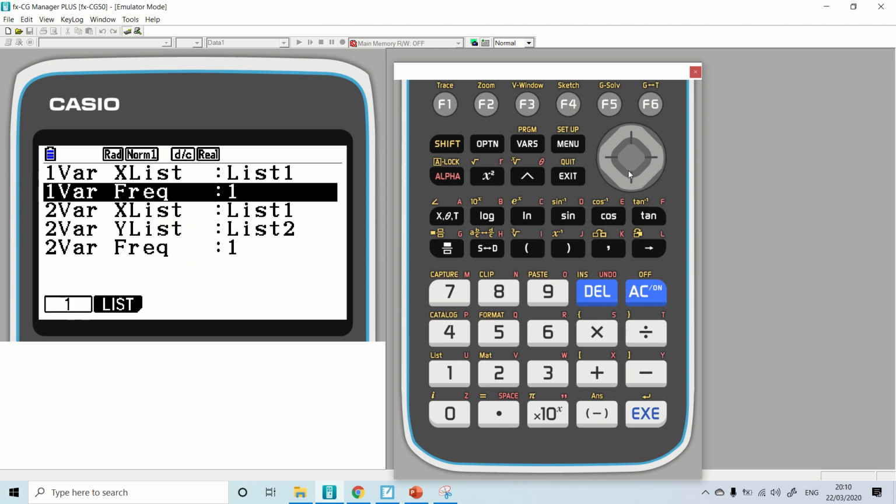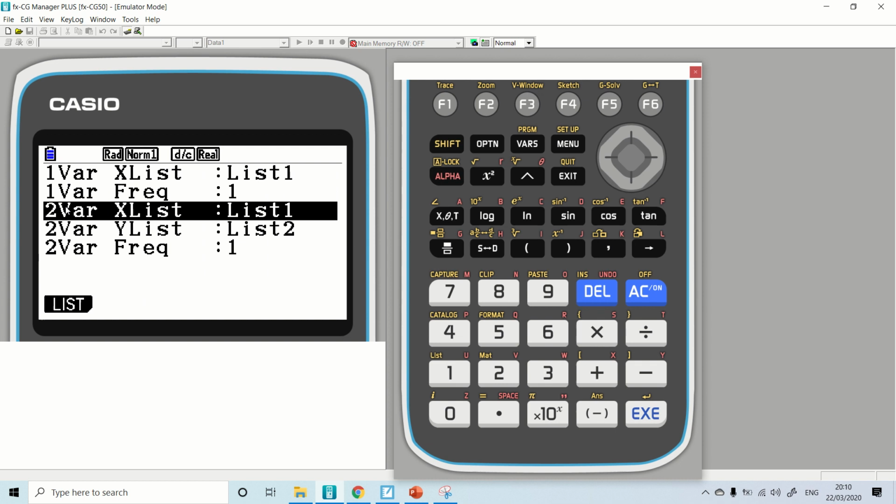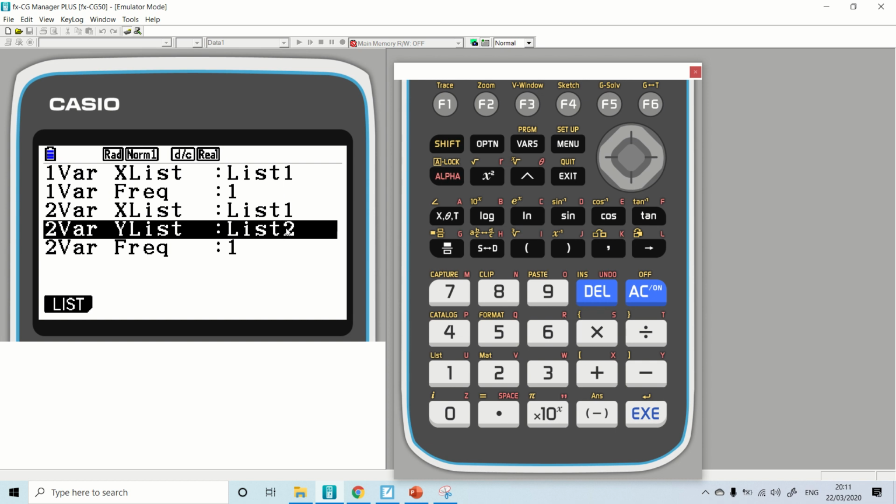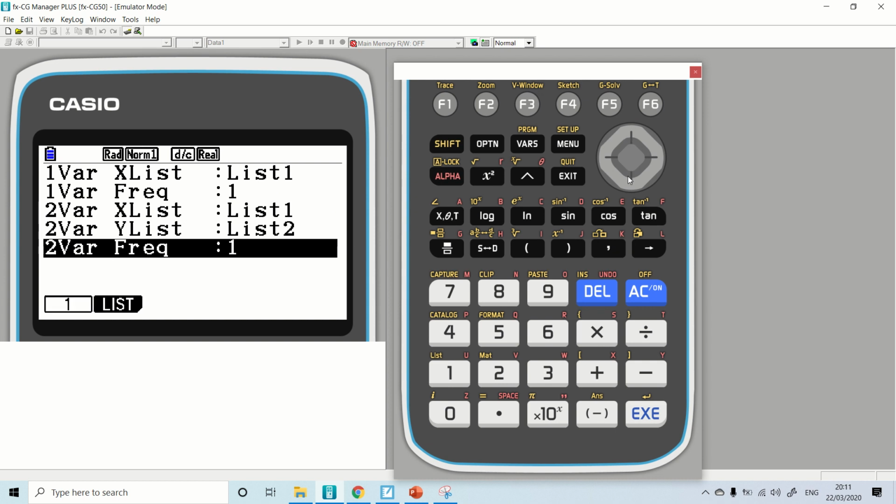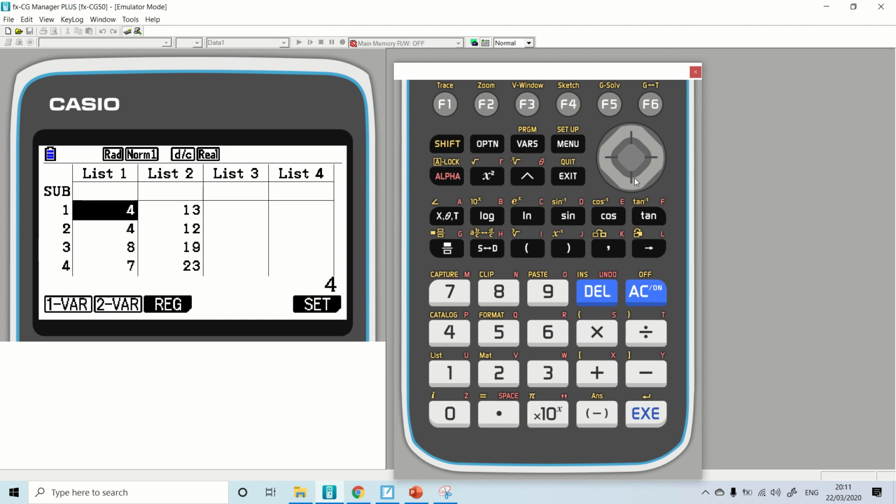And we need to just make sure that where it says 2var, 2 variable means we're working with a scatter graph. The X list is list 1 and the Y list is list 2. And that's just telling the calculator where the X data is and where the Y data is. And it doesn't actually matter which order you do that in. But let's leave it as list 1, list 2. And leave 2var frequency as 1. Just make sure that it's 1.